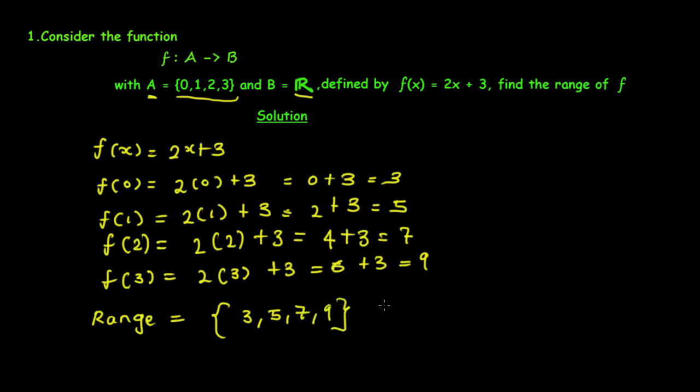And notice that it is a subset of the real numbers. Now, remember that real numbers contain integers. So remember that 3, 5, 7, and 9 are integers. So let's see another example.